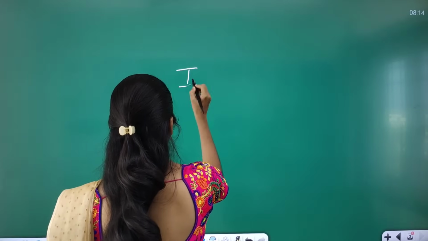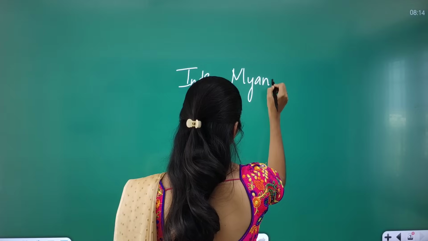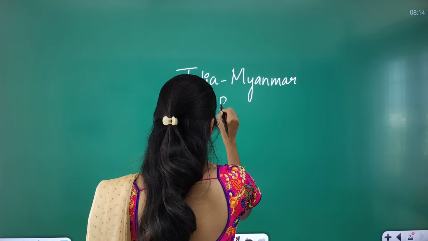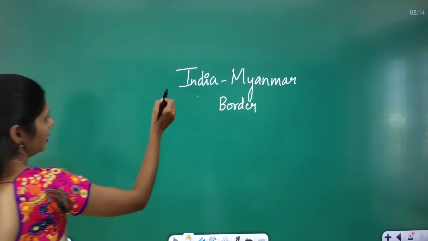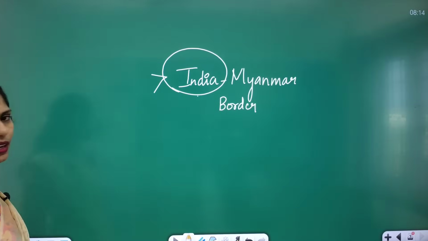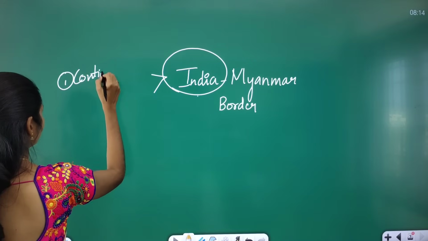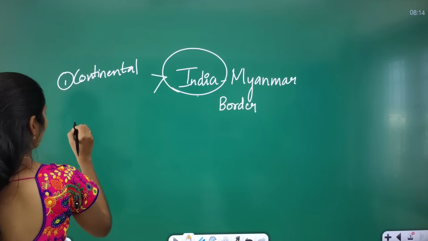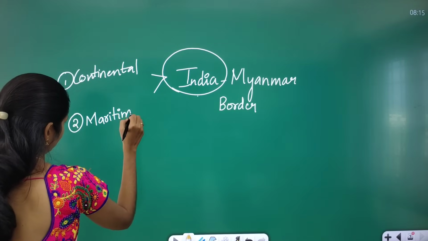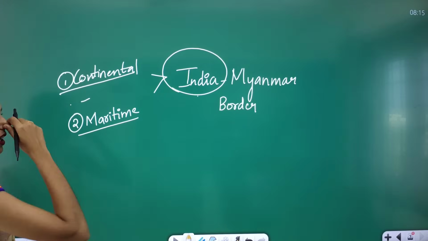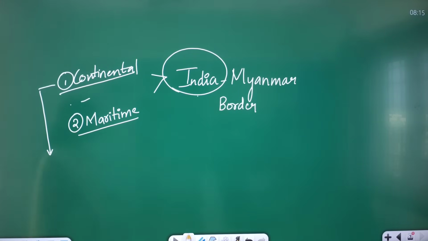It is talking about the India-Myanmar border. So India is sharing a maritime boundary and a continental boundary. The first one is the continental boundary. It is also sharing a maritime boundary. Continental boundary means boundary with different countries, that is, land boundary.